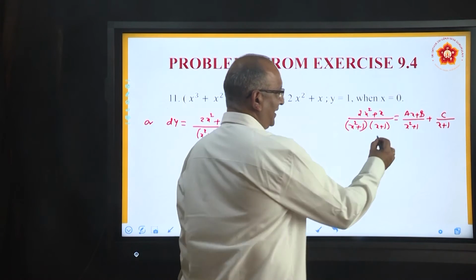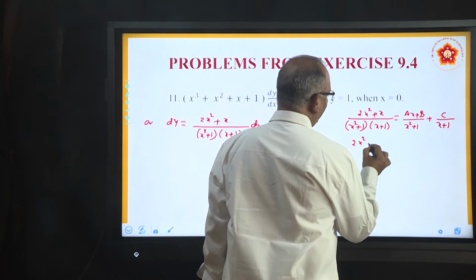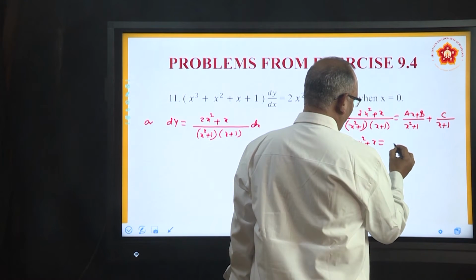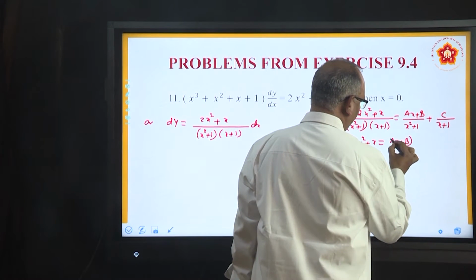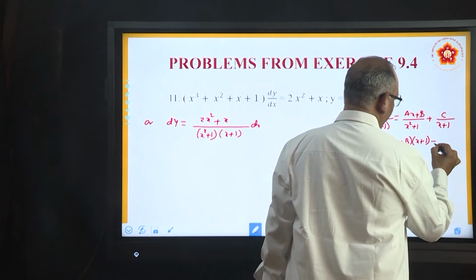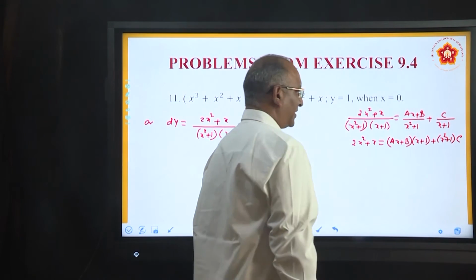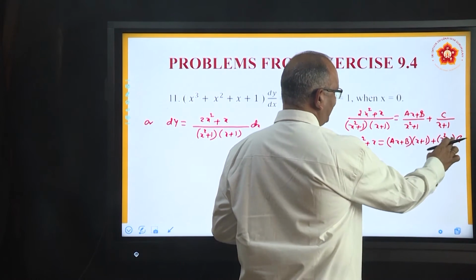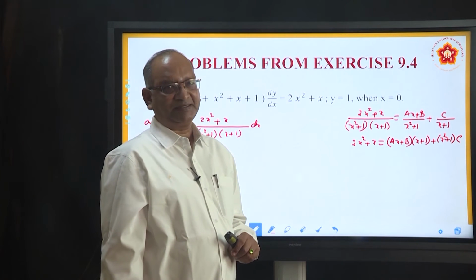Proceed. Take LCM and cancel the denominator. You are going to get 2x square plus x equal to, this will get multiplied. You will have ax plus b into x plus 1 plus x square plus 1 into c. Our objective is to find the values of a, b and c. How do you find the values of a, b and c?